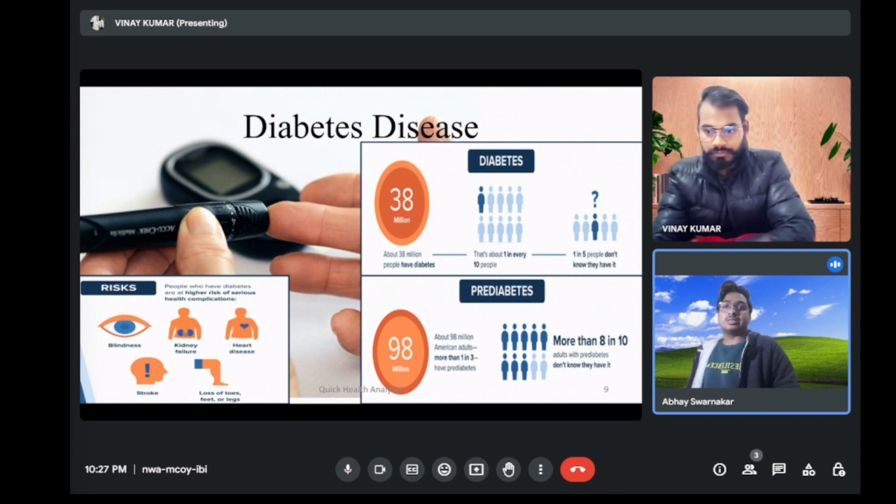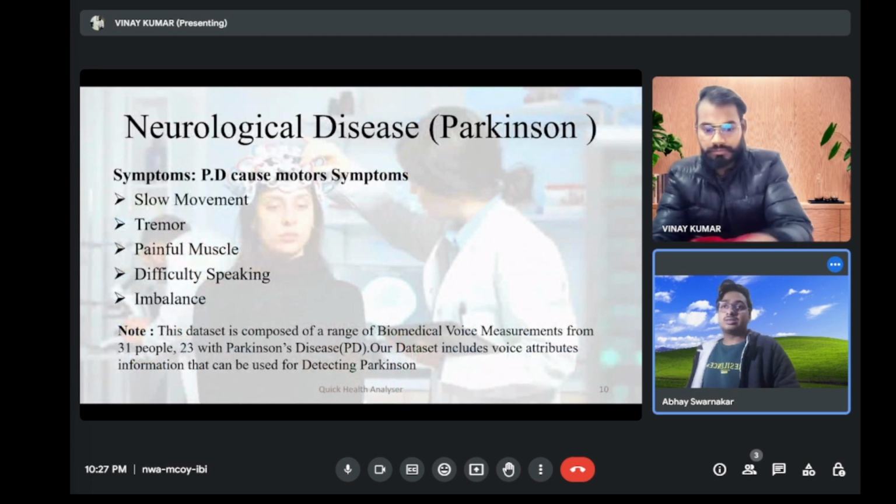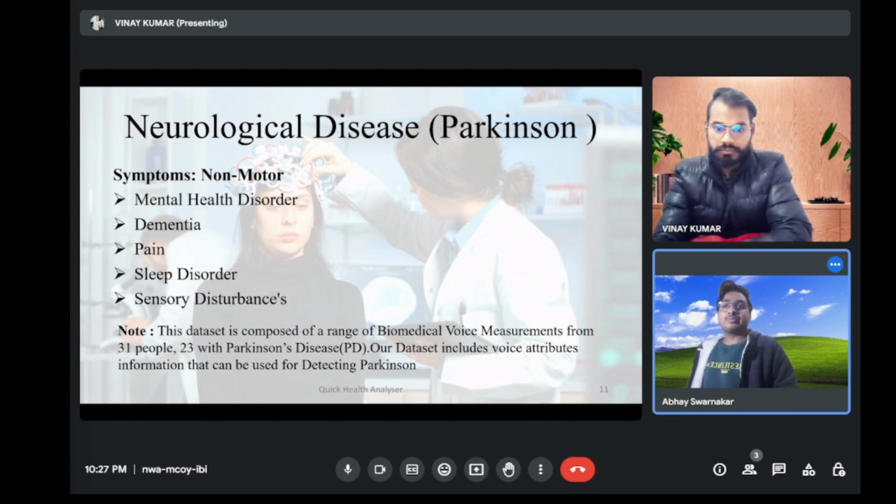And Parkinson's disease. We introduce Parkinson's disease. Parkinson's has two types of symptoms: motor and non-motor. Motor symptoms: slow movement, tremor, painful muscles, difficulty speaking, and imbalance. The non-motor symptoms include mental health disorders, dementia, pain, sleep disorders, and sensory imbalance. We use data from 31 people, 23 with Parkinson's disease and the others without, to make a trained model and predictor.